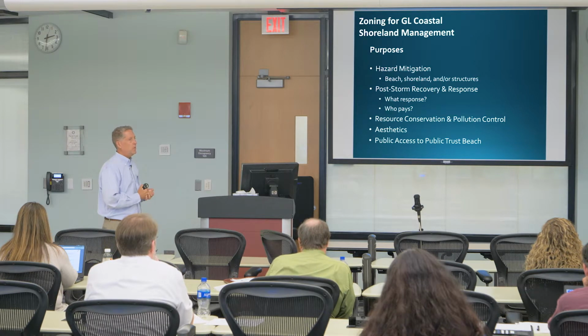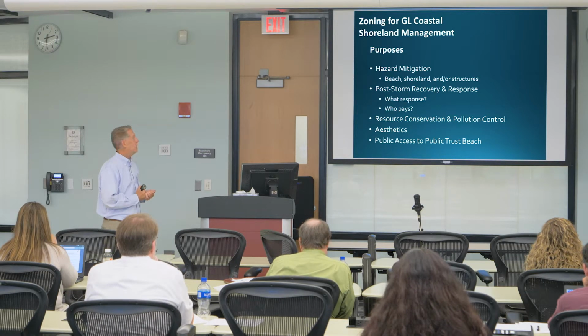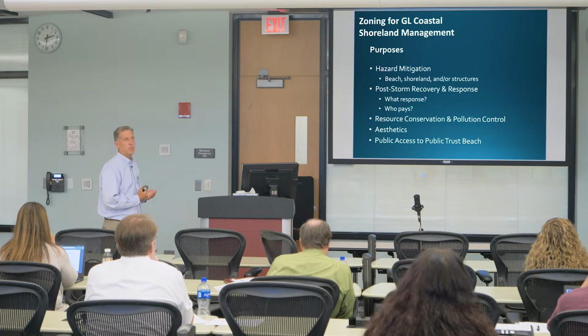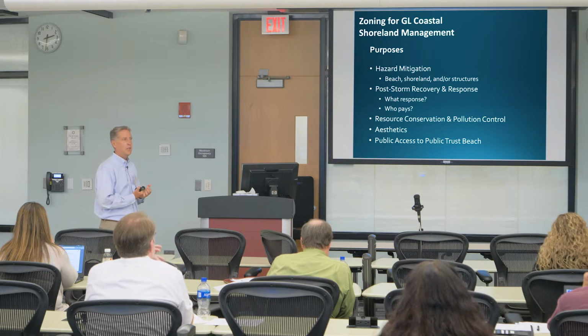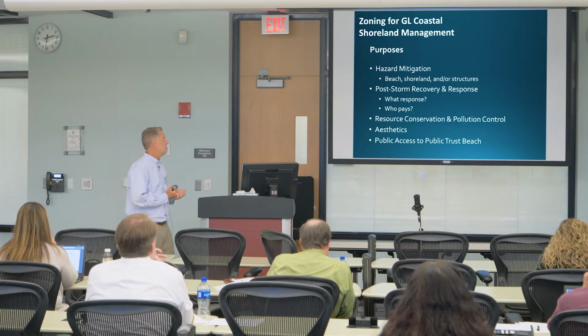I think there's some really important issues we should be dealing with through zoning in terms of post-storm recovery and response. Who's going to clean up the mess when the storm hits and half the house is hanging off a cliff? Who's going to pay for that? Are we going to leave it to the property owner, or is the state going to come in and declare a disaster and pay for that?